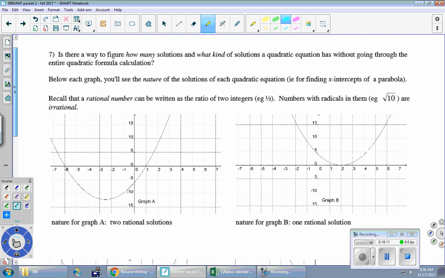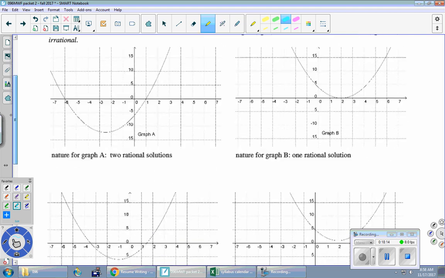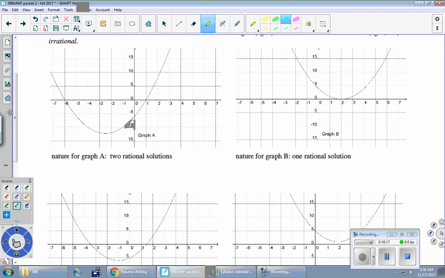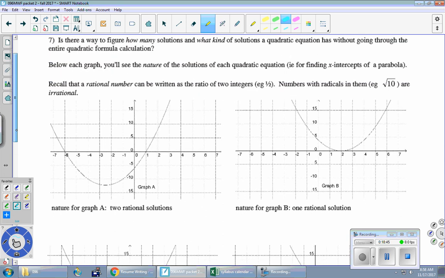And we're going to take a look at these 4 different parabolas here. So first question. How many x-intercepts? We're going to focus on x-intercepts for each of these 4 parabolas. How many x-intercepts does this graph A have? 2. Graph B? 1. Graph C? 2. Graph D? 0. Right? Those are the only possibilities for a parabola. It's either got 2 or 1 or none. And the 2's are there twice because they're different kinds of numbers. Let's review these words right here. Rational number and irrational number.